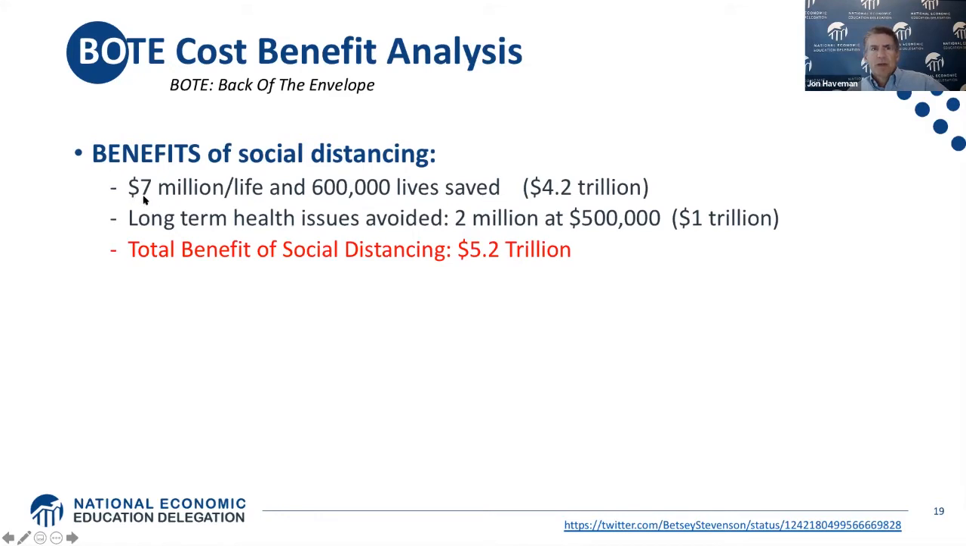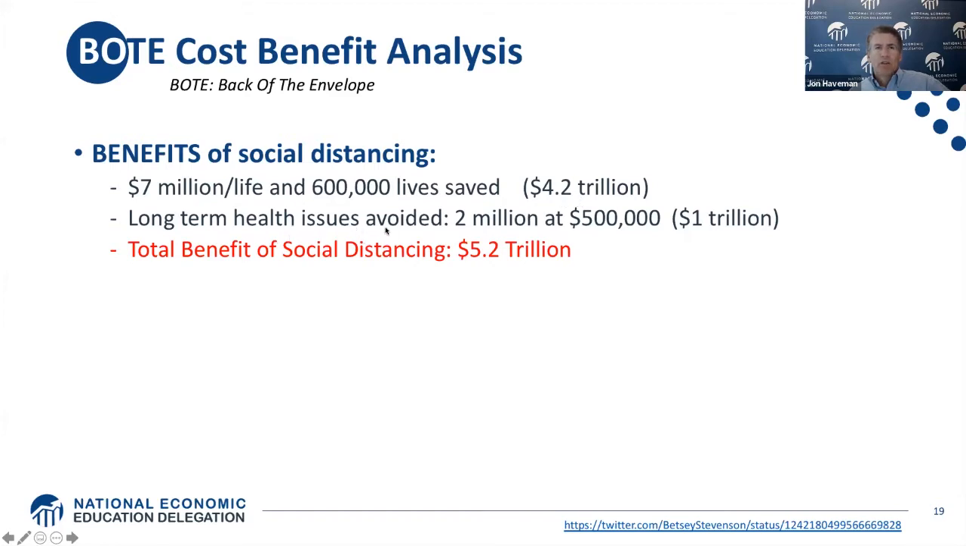At the same time, we need to put a value on each life. Economists do this fairly regularly, as do lawyers. Other professions, I'm not sure, are all that comfortable with it. But economists estimate that the value of what we call a statistical life, that's not anybody in particular's life, is somewhere between 5 million and 14 million. Here we'll use something again on the low end, so we're conservative: $7 million per life, 600,000 lives saved. Multiply those two together and you get $4.2 trillion worth of lives saved.